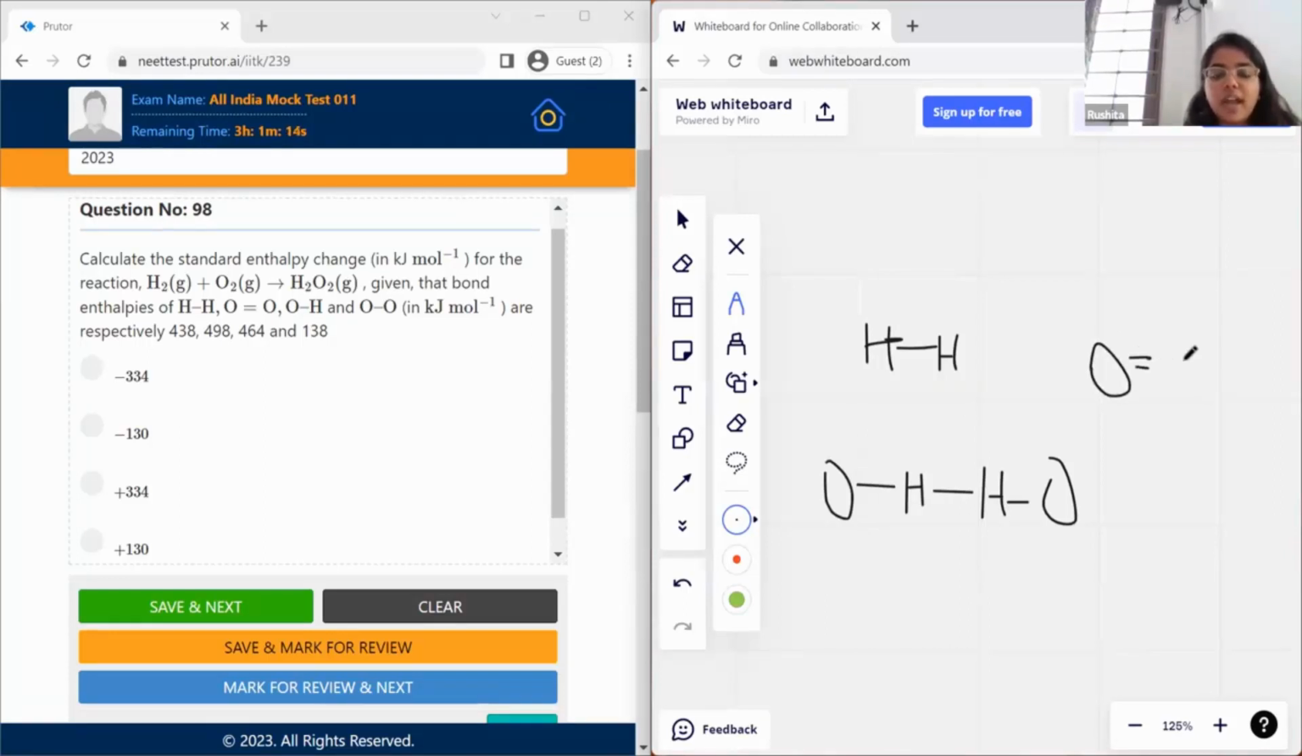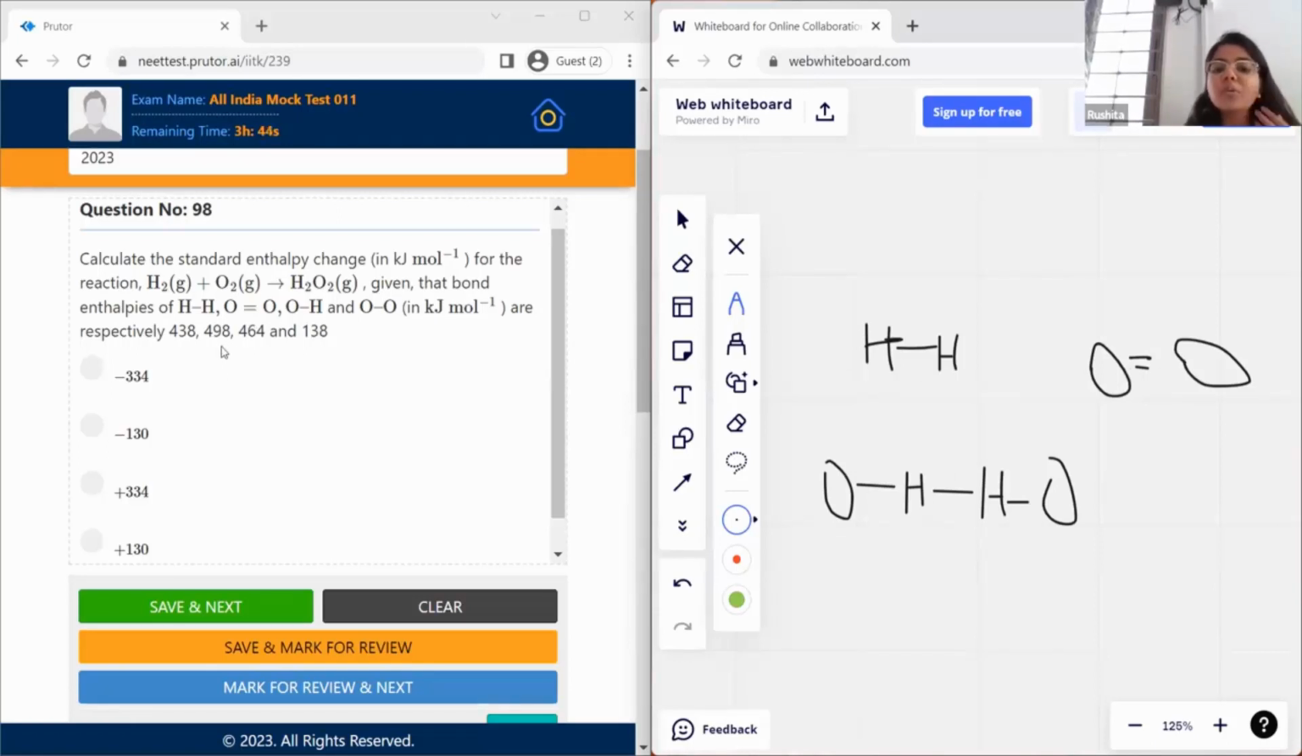So you need to calculate the standard enthalpy change, which is the total energy in making the product minus the total energy in making the reactants. So all the values are given. So the OH bond value is 464. So you need to multiply it twice because there are two OH bonds. So 2 into 464 minus the HH bond is 438 and the O double bond O bond is 498.